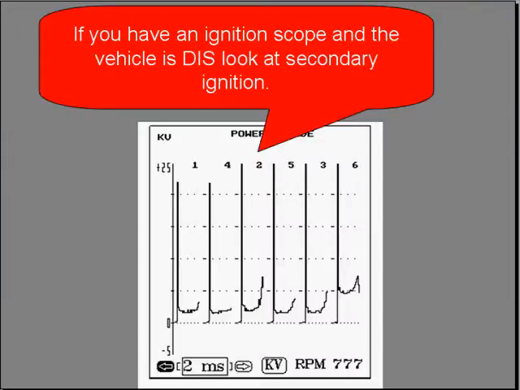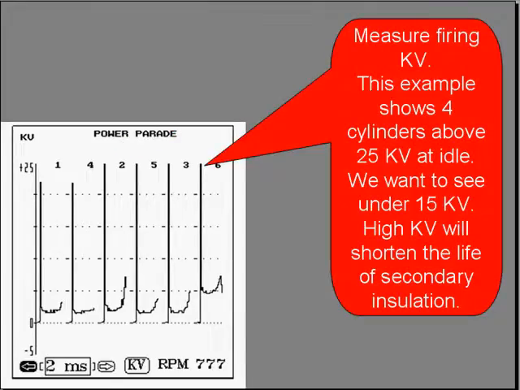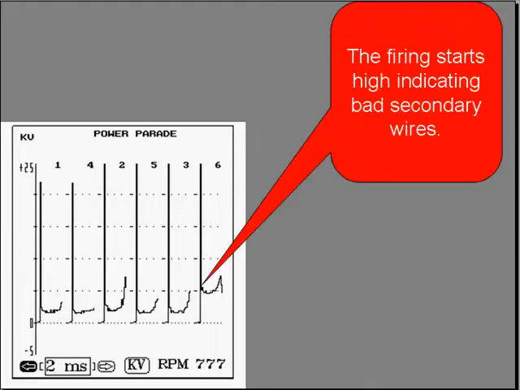If you have an ignition scope and the vehicle is DIS, look at the secondary ignition. Measure firing kV. This example is showing us that 4 cylinders are above 25 kV at idle. We want to see it under 15 kV at idle. High kV will shorten the life of secondary insulation, and that includes ignition coils.